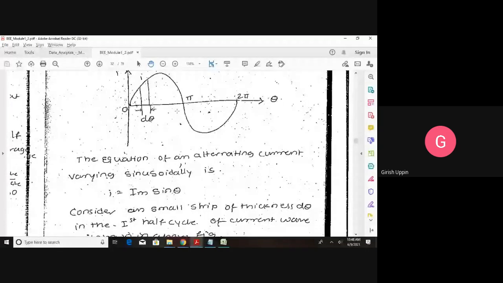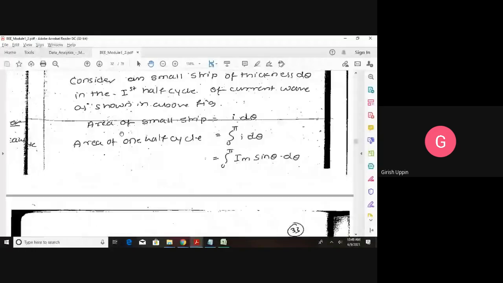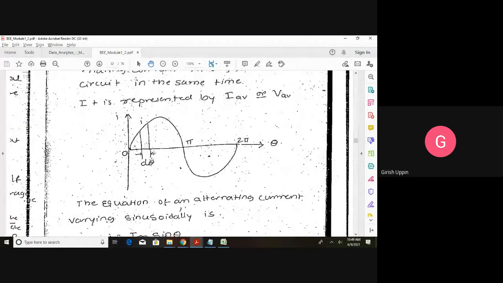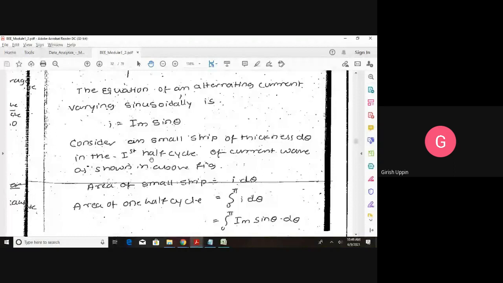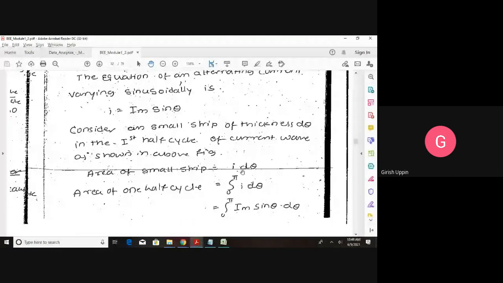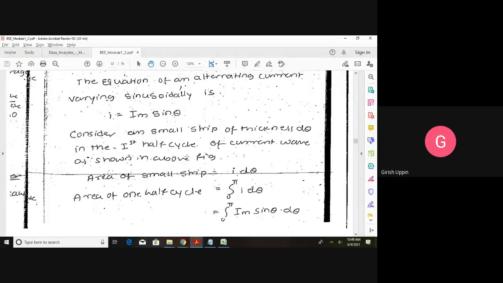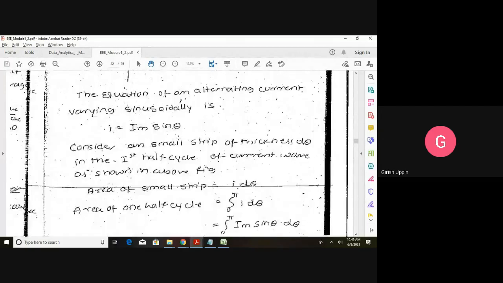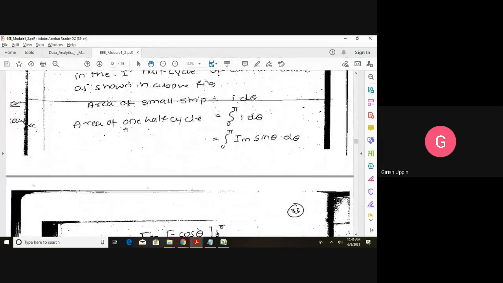You can see here the small strip that we have taken. The area of that strip is given by i into d theta, because we are considering it as a rectangle, and the area of a rectangle is length into width. If I want to calculate the area of the half cycle, then I integrate this from 0 to pi. So the area of one half cycle is the integral from 0 to pi of i d theta.